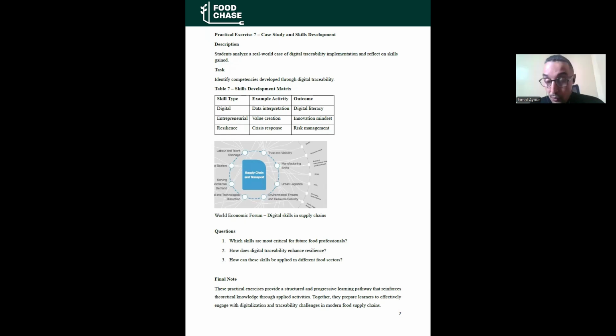And then a final note: this practical section is very important to analyze the course document regarding digitalization and traceability applied in the food supply chain. These practical exercises are very important and structured progressively, with a summary of the course. Together they prepare learners to effectively engage with the digitalization and traceability challenges in modern food supply chains.